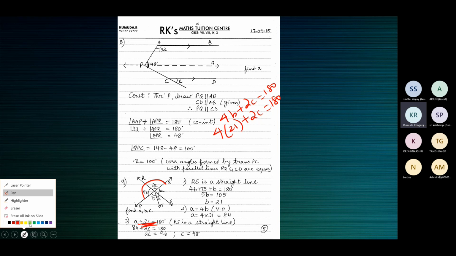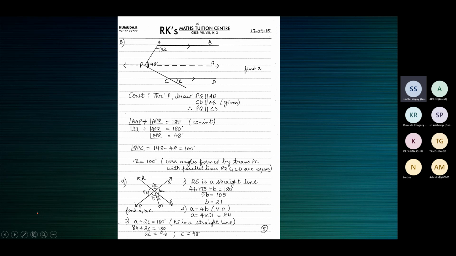Is that fine, children? Yes, ma'am. All right, very good. Like this, we find the values of A, B, and C.